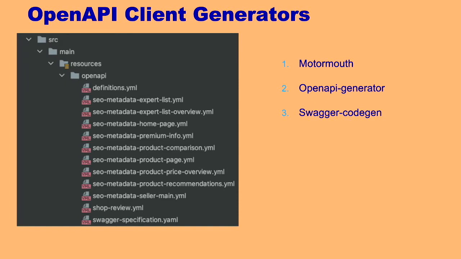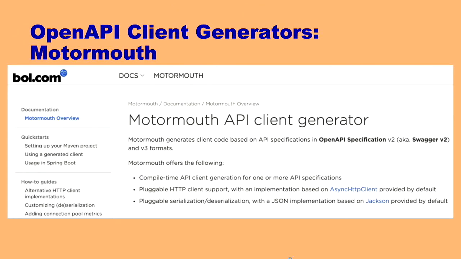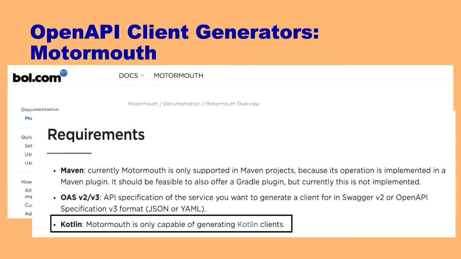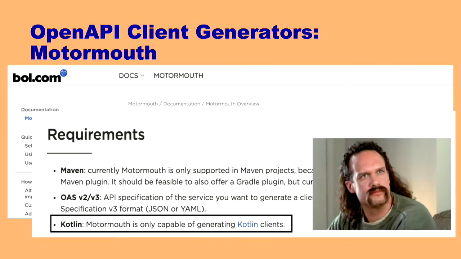So first up is Motormouth. Motormouth is developed and created by bol.com, but unfortunately it only generates Kotlin code, and we didn't want to introduce Kotlin in our existing project. Now I hear you guys thinking, why not use Kotlin? Kotlin is awesome. Yeah, we also think Kotlin is awesome, but due to time constraints and complexity, we didn't want to introduce it in our project yet. Also, recently I realized that Motormouth generates only client code, and we want to generate server-side code, so we could not have used this plugin.